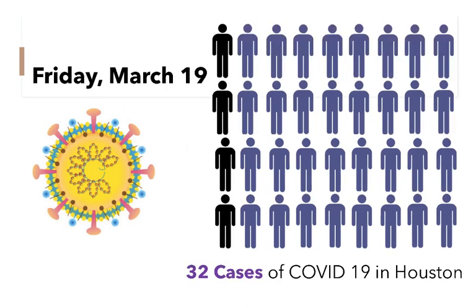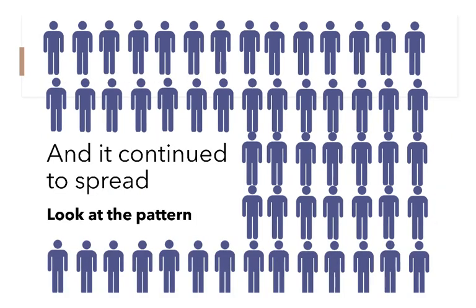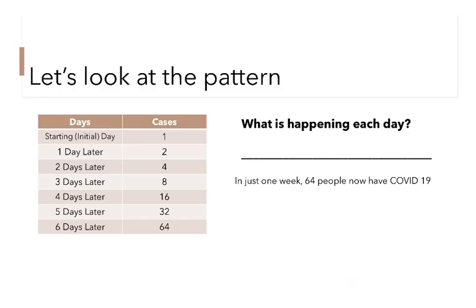Then the next day, Friday, March 19th, 32 cases of COVID-19 in Houston. One day later, Saturday, March 20th, 64 cases of COVID-19 in Houston. So this is very bad because people are spreading COVID-19 and our numbers are increasing really fast. So it continued to spread and continue to spread. So let's look at the pattern of what happened here.